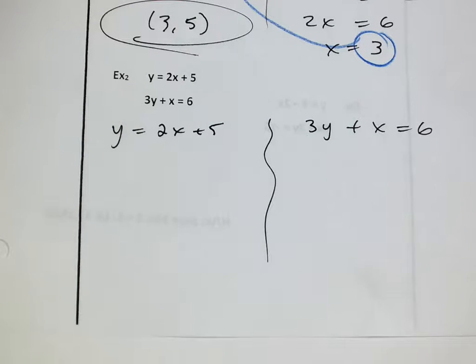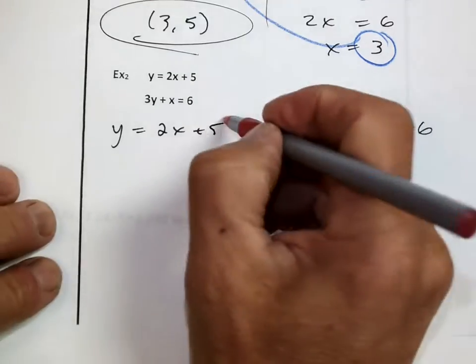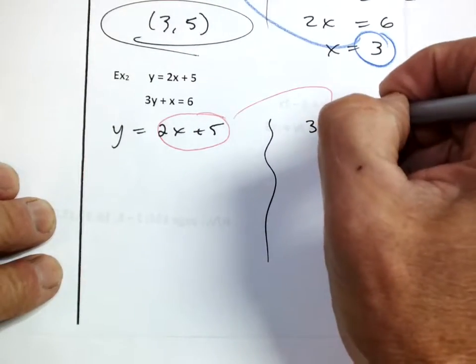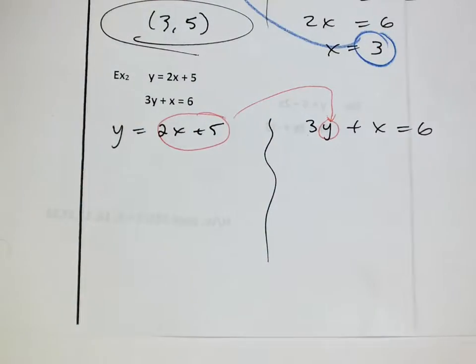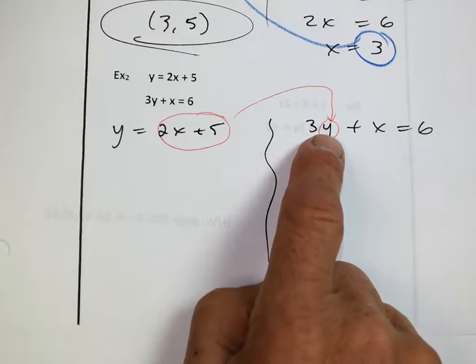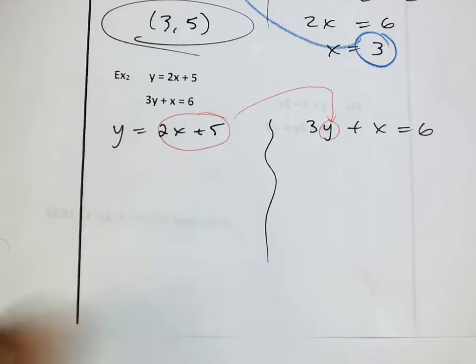I like to have room to work, okay? So instead of writing y right here, I'm going to write 2x plus 5. I'll write the 2x plus 5 right in here for y because y is equal to 2x plus 5. So I'm going to take my 2x plus 5 and put it right there. Makes sense? It's just a substitution. Instead of writing y, we write what y is equal to, which is 2x plus 5.